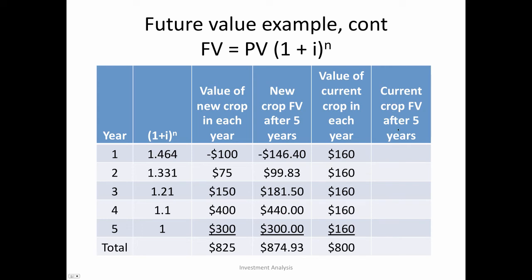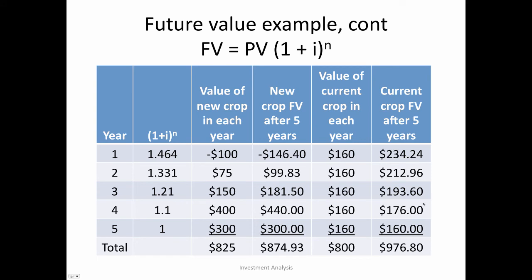We can do the same thing for calculating the current crop future value after 5 years. Again, for each year, it's just a question of multiplying the compounding factor times the present value of that crop in the respective years. If we do that, we end up with this string of numbers. And if we add all of those up, the total value from the current crop future value after 5 years is $976.80, but for the new crop it's $874.93.